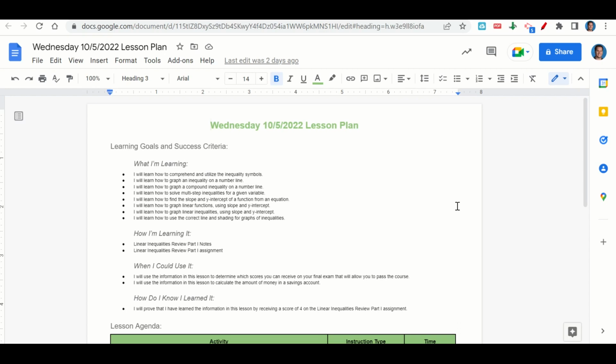Through the Linear Inequalities Review Part 1 notes and the Linear Inequalities Review Part 1 assignment. When can we use this? To determine which scores you can receive on your final exam that will allow you to pass the course, and to calculate the amount of money in a savings account. How do we know we learned it? By getting a score of 4 on the Linear Inequalities Review Part 1 assignment.